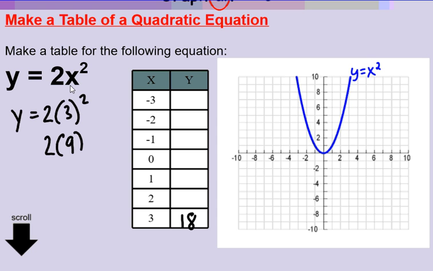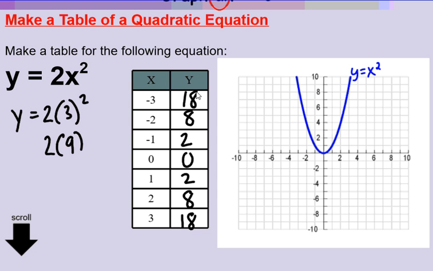If I put 2 in there, 2 squared is 4, and 4 times 2 is 8. If I put 1 in there, 1 squared is 1, and 1 times 2 is 2. If I put 0 in there, 0 squared is 0, 0 times 2 is 0. Now, you'll realize when you make the other side, it's just a mirror image. So this has to be a 2, this has to be an 8, this has to be an 18.